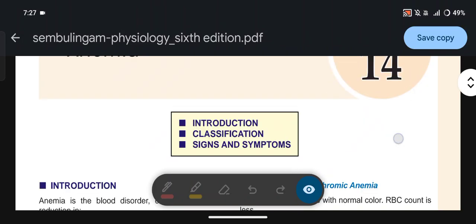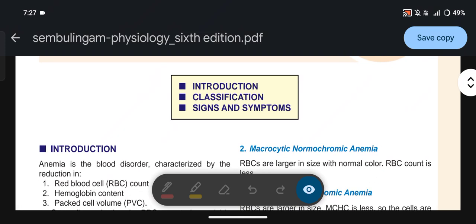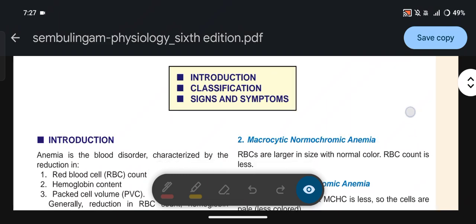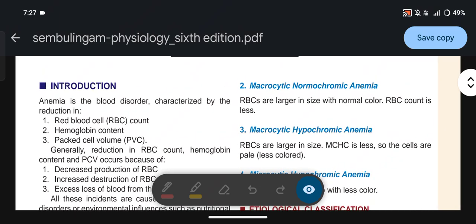So let us start. First of all, today we'll try to introduce, then classify, and try to tell the signs and symptoms of anemia. So let us start. First of all, introduction to anemia.